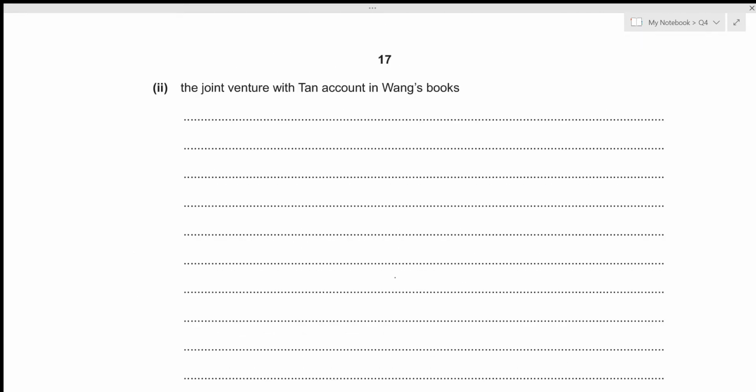We are told to prepare the joint venture with Tan account in Wang's book. Again, this is similar to what we just did above, but we're only recording the joint venture in Wang's book, meaning that Wang will only record his particular incomes and expenses in his books. So we are only concerned with his amounts now instead of the total one. Alright, so this is also a ledger account. That's the debit side, that's the credit side.